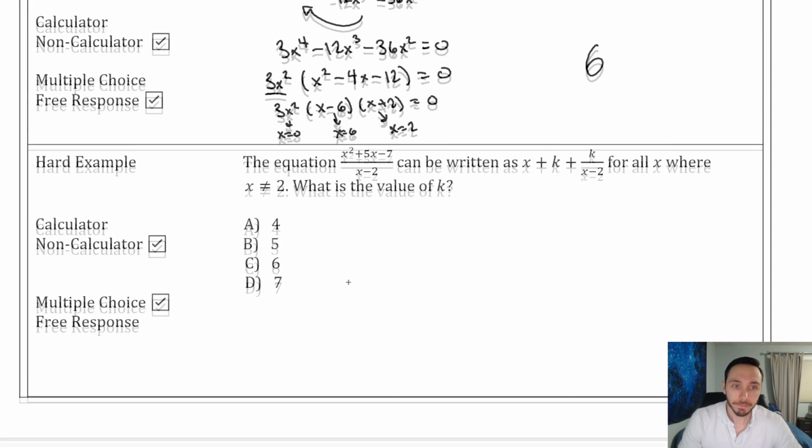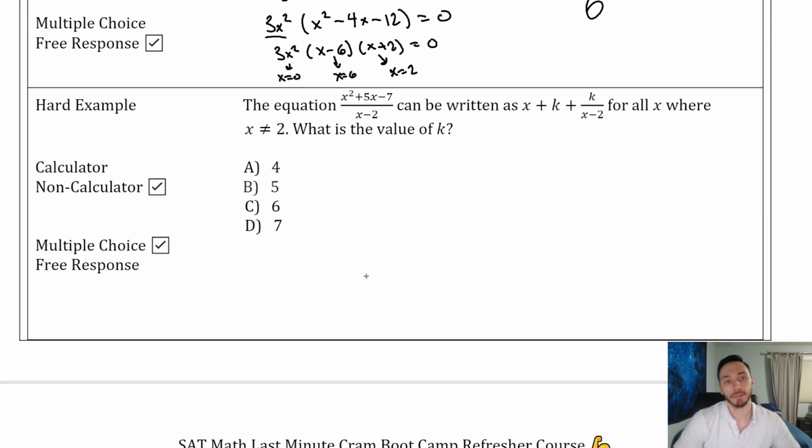Okay. Next one looks like a rational expression: x squared plus 5x minus 7 over x minus 2. It can be written in this form, I suppose, where you have some k's in there. For all x where x is not equal to 2, what is the value of k? To me, I see division of 2 polynomial expressions, and then here I no longer see that. I see a little remainder right here. Sure enough, what we're going to need here is polynomial long division.